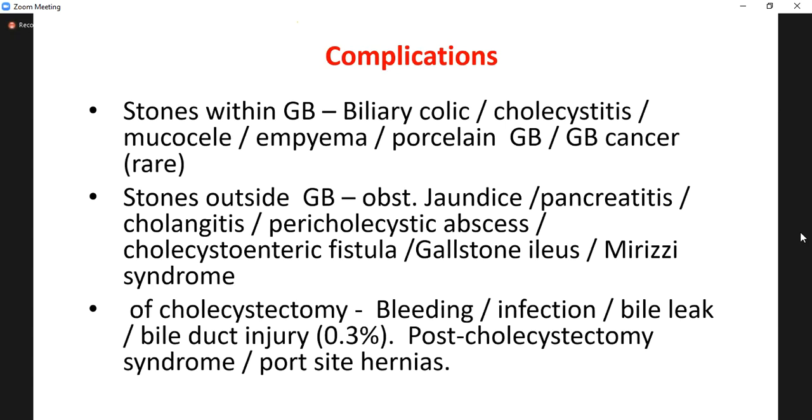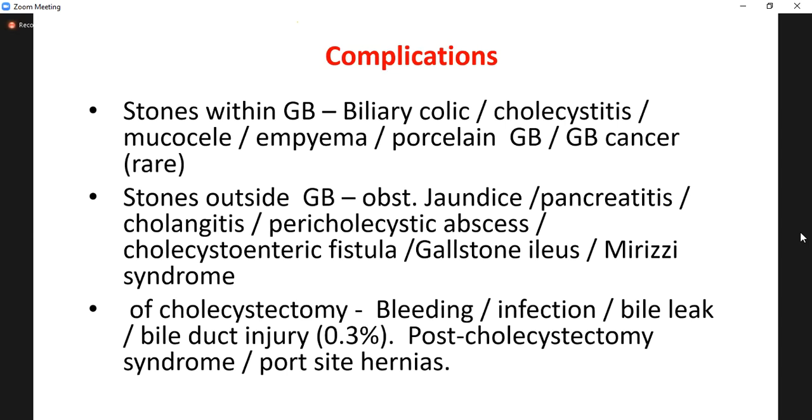When stones are outside the gallbladder, you should be able to think about what happens. If they obstruct the ducts, the common bile duct, you can get obstructive jaundice. If they obstruct the pancreatic duct and the sphincter of Oddi, you can get pancreatitis. You can get cholangitis. Then you can have a liver abscess. If the stones move out of the biliary tree, they can erode into the transverse colon or small bowel, and you can get a cholecystoenteric fistula. Then you can have gallstone ileus, Mirizzi syndrome.